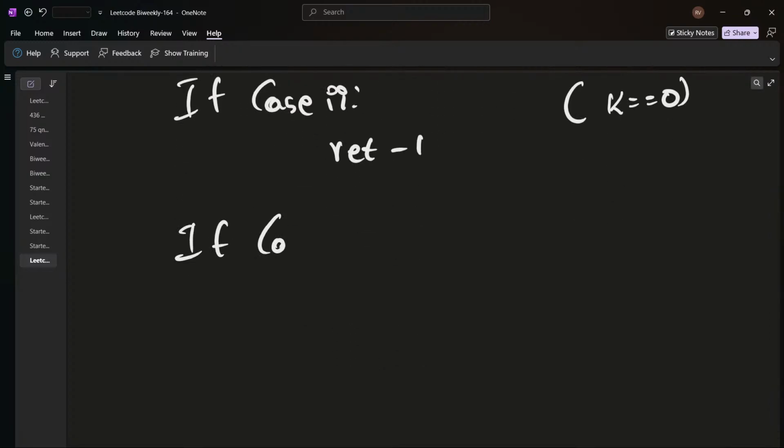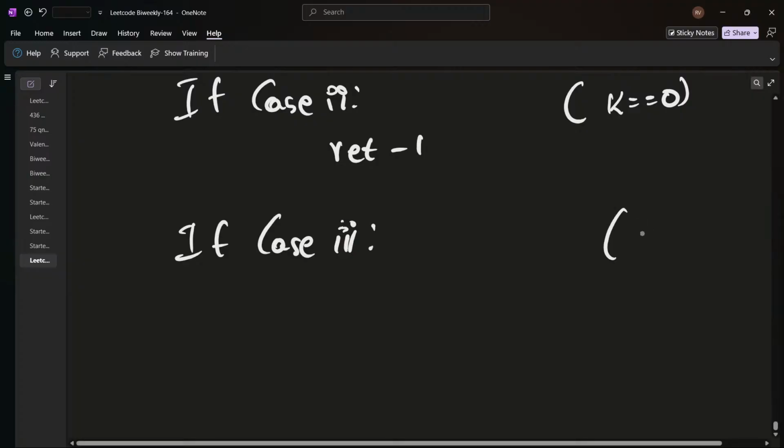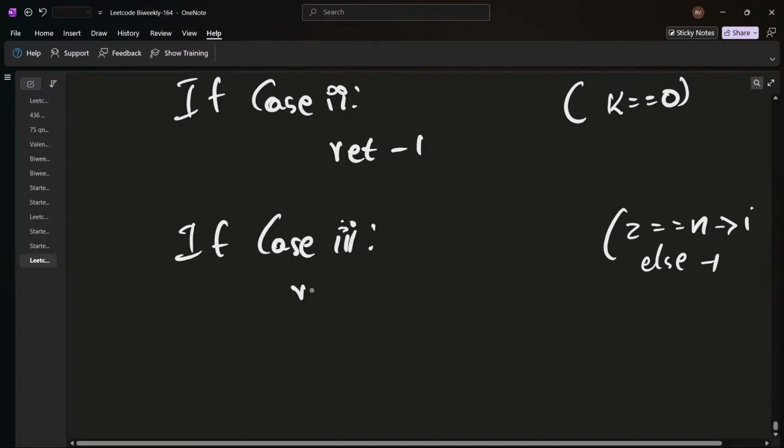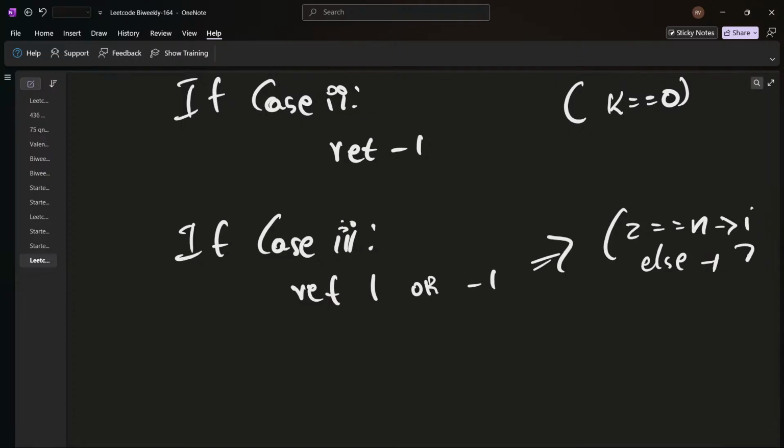And now case 3. If case 3, here z equal to n, means I'll return 1, else -1. Return 1 or -1 based on this condition. If z equal to n, 1, else -1. Done.